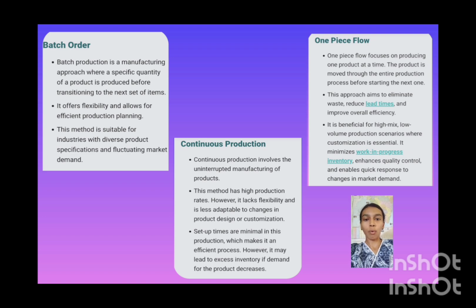One-piece flow. One-piece flow focuses on producing one product at a time. The product is moved through the entire production process before starting the next one. This approach aims to eliminate waste, reduce lead time and improve overall efficiency. It is beneficial for high mix, low volume production scenarios where customization is essential. It minimizes work in progress inventory, enhances quality control and enables quick response to changes in market demand.